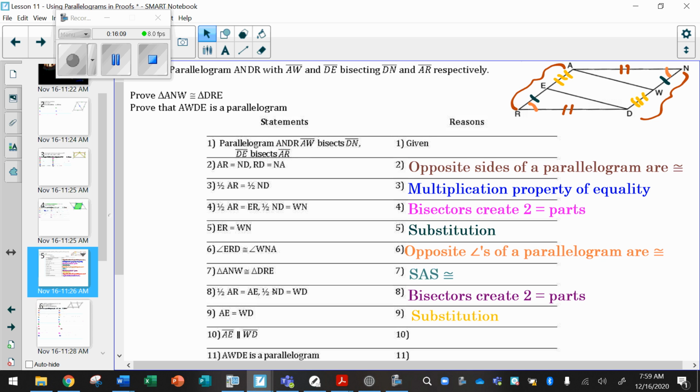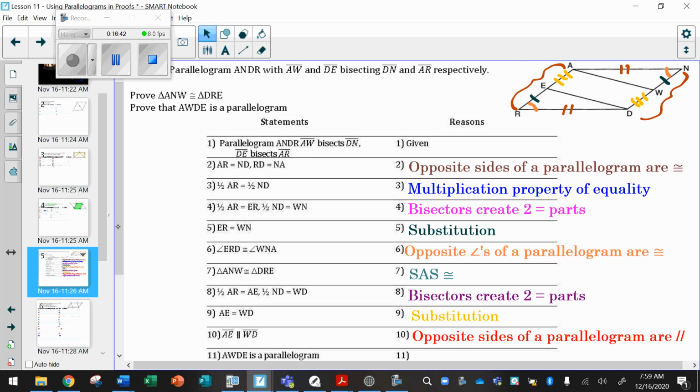And AE is parallel, sorry, AE is parallel to WD. Why is AE parallel to WD? Well, we were told at the very beginning that we had a parallelogram ANDR. So AE and WD are parts of the parallel sides. So opposite sides of the parallelogram are parallel from the big parallelogram. So parts of parallel segments are still parallel. So AE is parallel to WD.